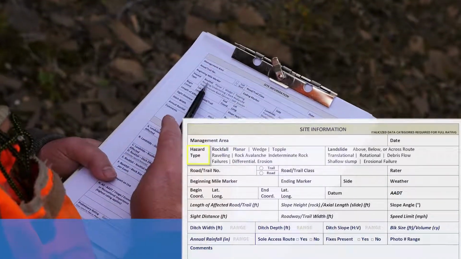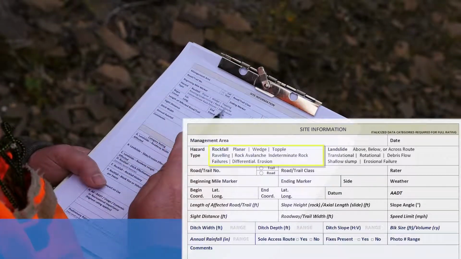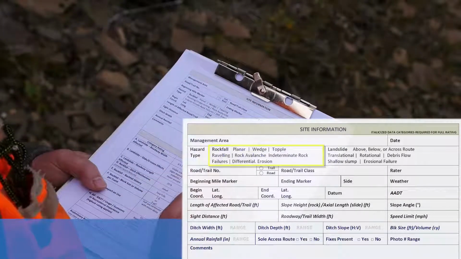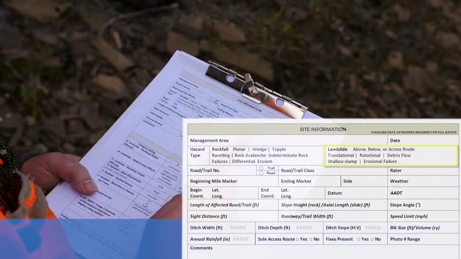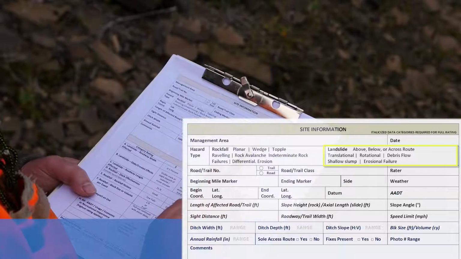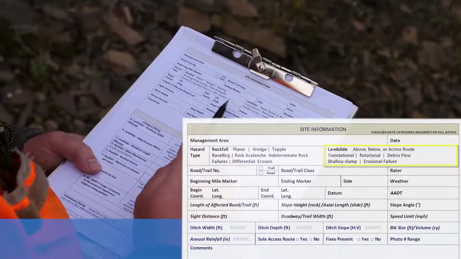The hazard type, rockfall, then also some of the information that pertains to the rockfall. If it's a planar, wedge, or topple failure, or multiple failures through the site, you can circle more than one through here. Same thing with landslide, if it's above, below, or across the route. If it's translational slide, rotational debris flow, etc. You can leave those blank if you're unsure.